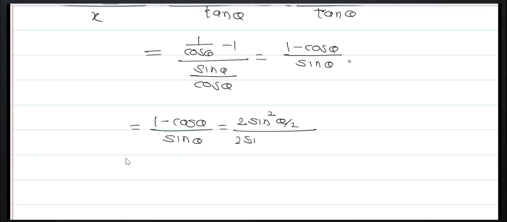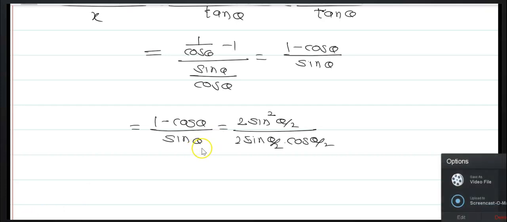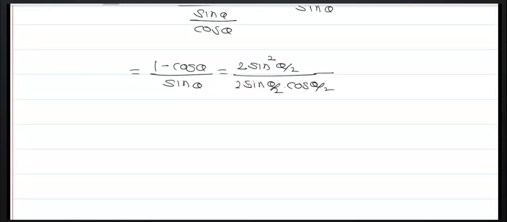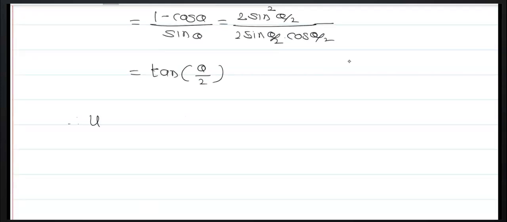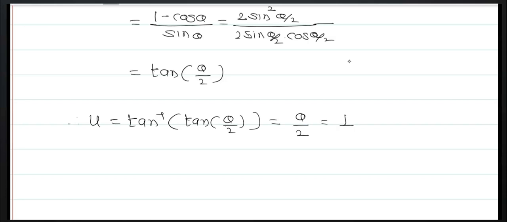1 minus cos theta means what? It is 2 sin square theta by 2. And sin theta is 2 sin theta by 2 into cos theta by 2. One sin theta by 2 gets cancelled, 2 gets cancelled. You will get tan of theta by 2. And again tan inverse of tan of theta by 2 is theta by 2. Therefore, u is equal to tan inverse of tan of theta by 2, which is theta by 2. That is 1 upon 2 tan inverse of x.